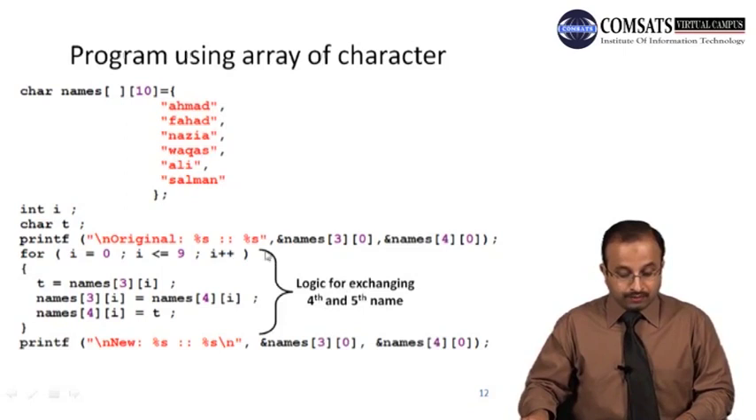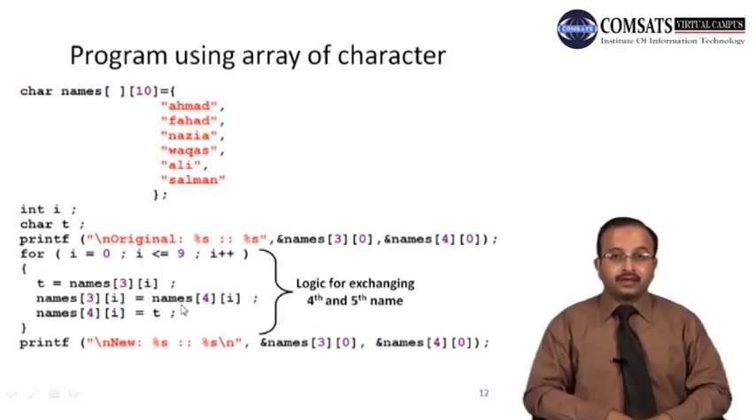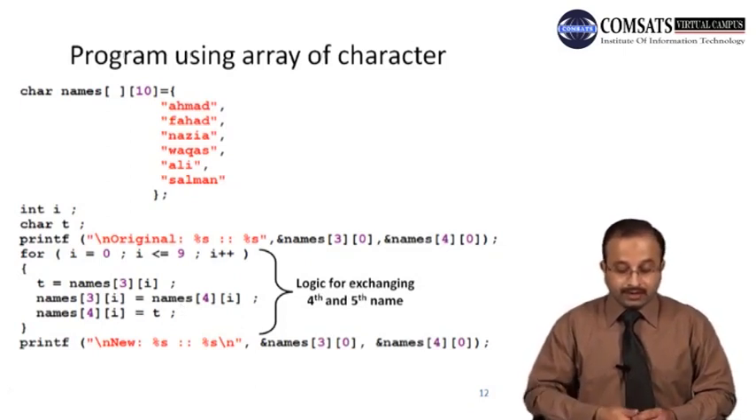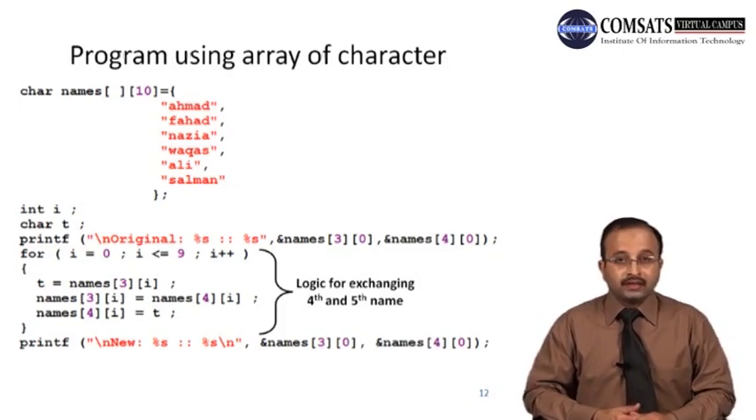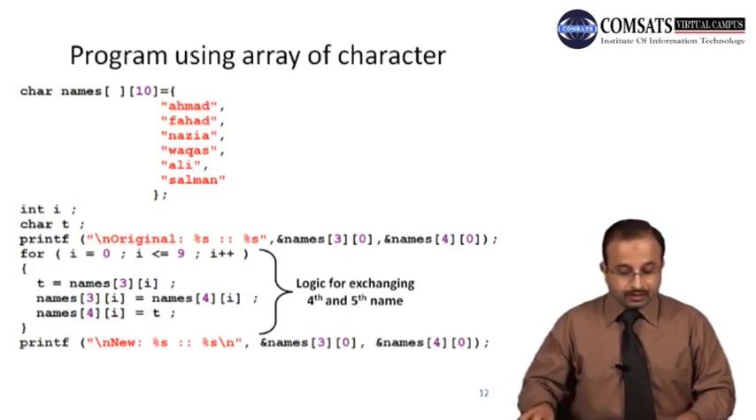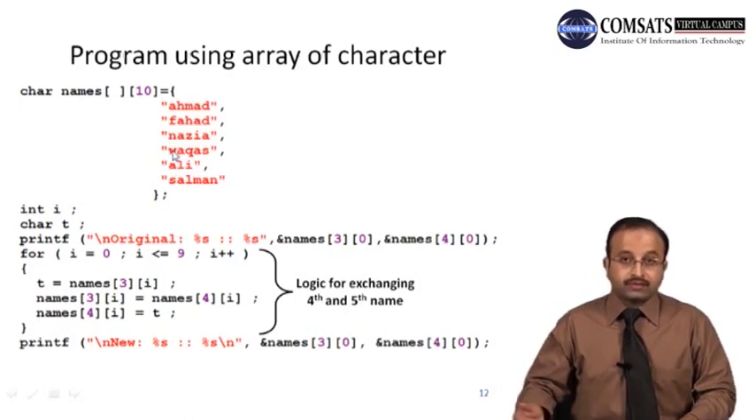So that is the logic for the loop. This whole for loop iterates 9 times, and you write character by character. So first you pick a character of the fourth string and copy it to some other variable, and then you pick the first character of the fifth name, and then you copy it at the first place of the fourth array, that is the first character, the first byte of the fourth name. So that is the first byte of the fourth name where we have a W. So W will be overwritten by the A, because previously we stored that value in the variable t.